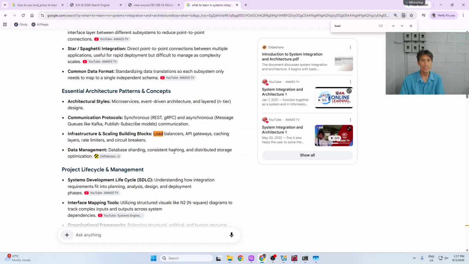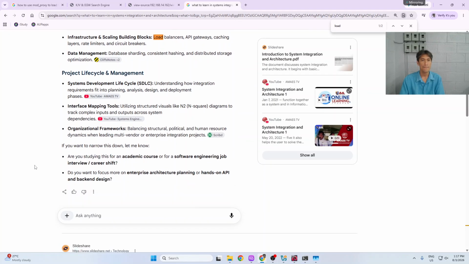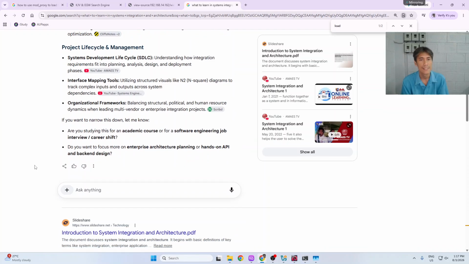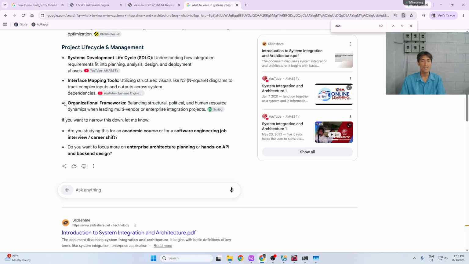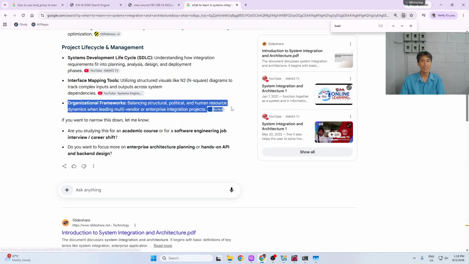Data management, consistent hashing, distributed storage optimization, and then project lifecycle. We have the SDLC, interface mapping tools. Oh, utilizing structured visuals like N2 diagrams to track complex inputs and outputs across systems. Organizational framework, balancing structural, political. Wow. Now this is management side. Balancing structural, political, human resource dynamics when leading multi-vendor or enterprise integration projects.